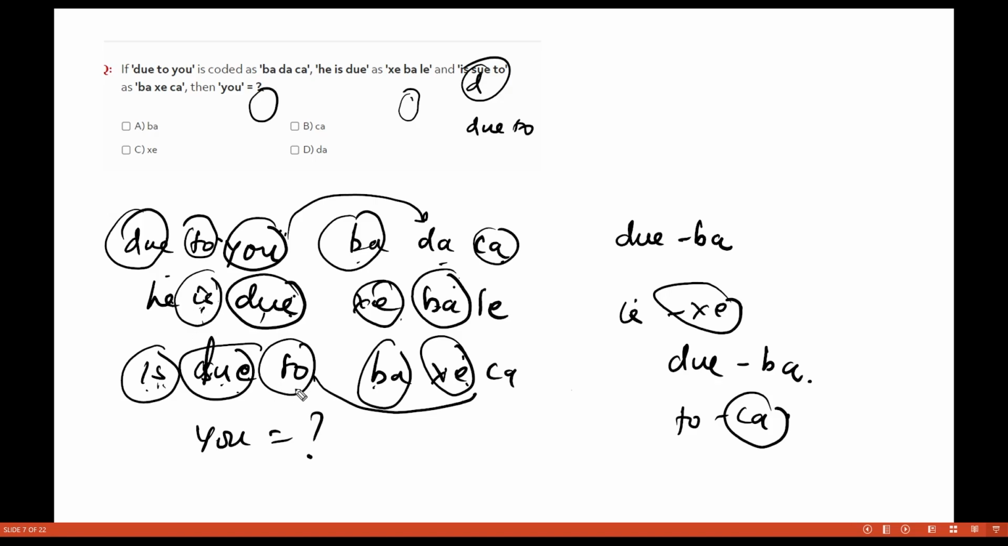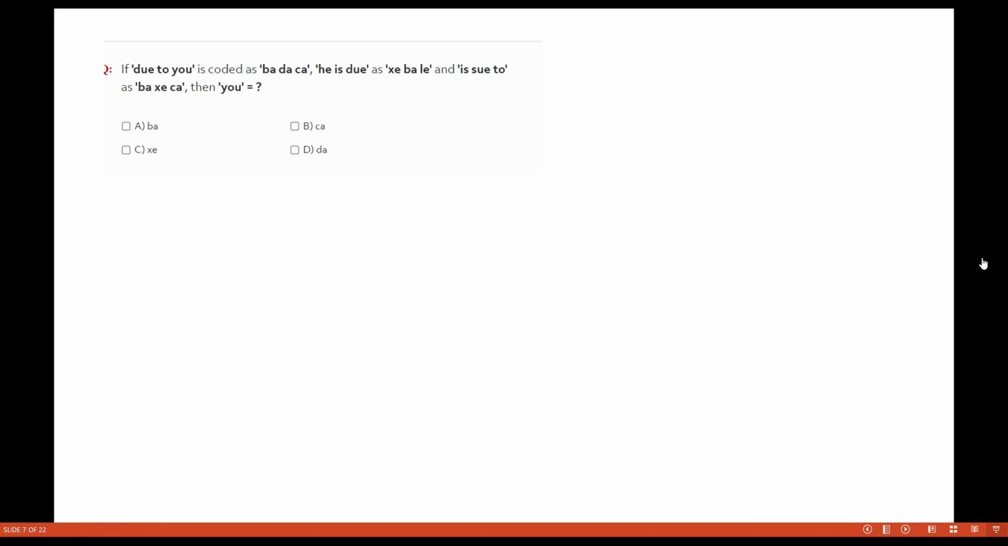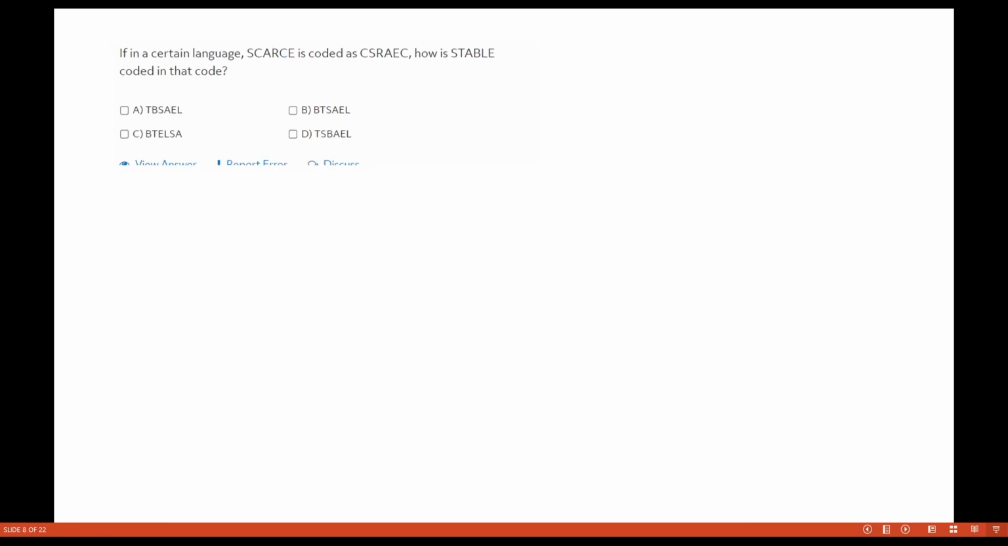Okay, then he and 2. Okay, so you know he is LE and 2 is CA, and due to that, U is what? Your U becomes DA. Okay, your U becomes DA. So this is simple. Just try to write the information well. Okay, just try to write the information very clearly so that you get your answer. Fine. Now, look at this question.